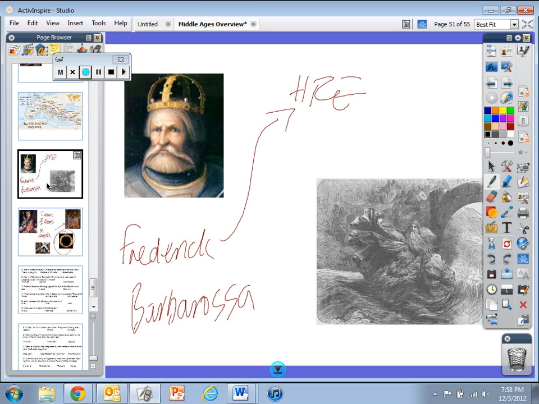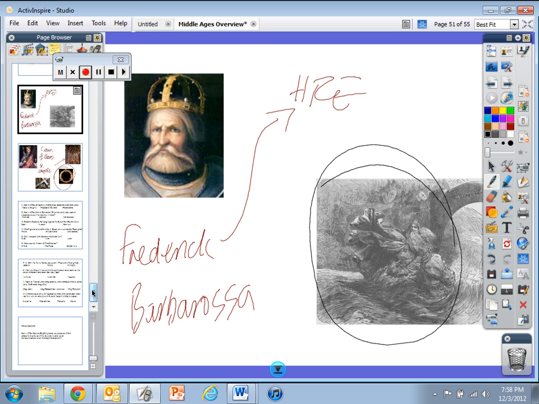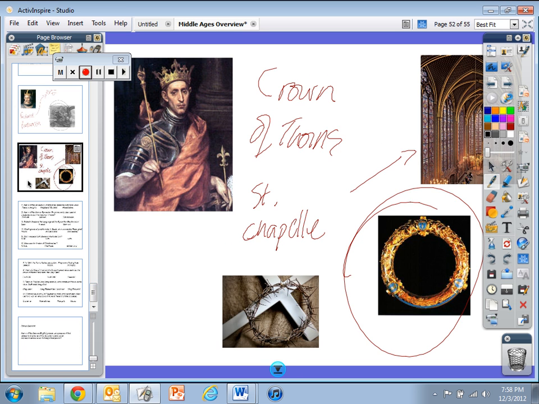The image that brings a little humor to it. Good old Frederick Barbarossa, an old man who decides to go to the Crusades, drowns on his horse, crossing a river, going into the Holy Land. And then finally, last but not least, the crown of thorns, Sainte-Chapelle, Louis IX. Obviously, you watched that great National Geographic show last week, and to that, I hope you've remembered a little bit.